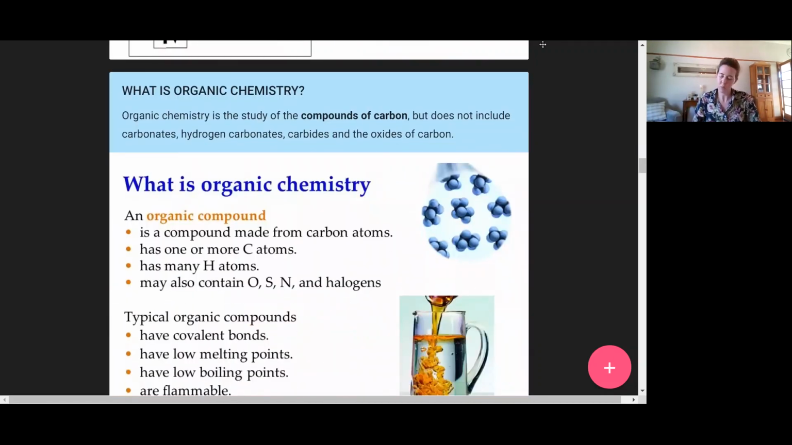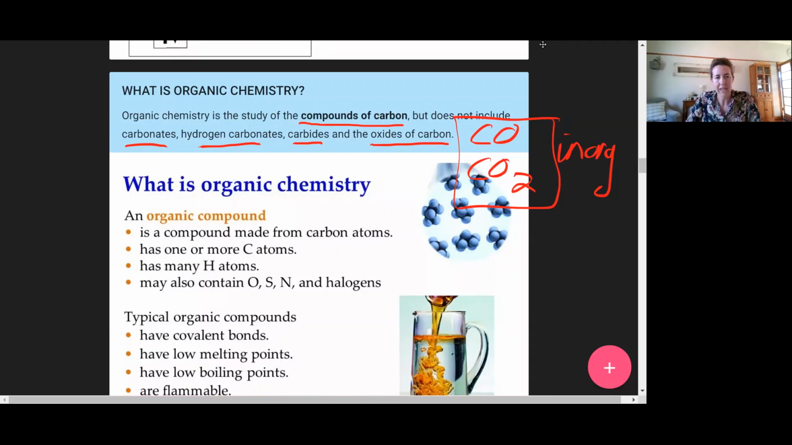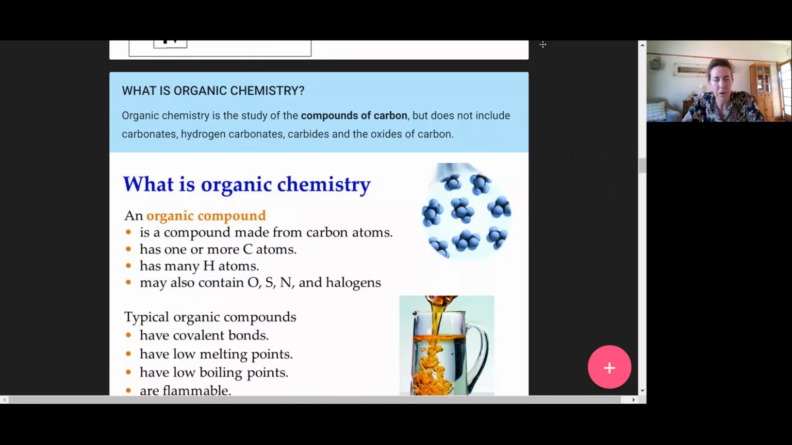So what is organic chemistry? We said it is the study of compounds that contain carbon. That excludes carbonates, hydrogen carbonates, carbides, and oxides of carbon, for example, carbon monoxide and carbon dioxide. These are inorganic compounds, and they are not organic simply because they do not contain carbon atoms on a chain bonded to hydrogen atoms. The second you have hydrogen atoms bonded to your carbon atoms, and then all other types of atoms bonded to that basic structure, you have an organic compound.